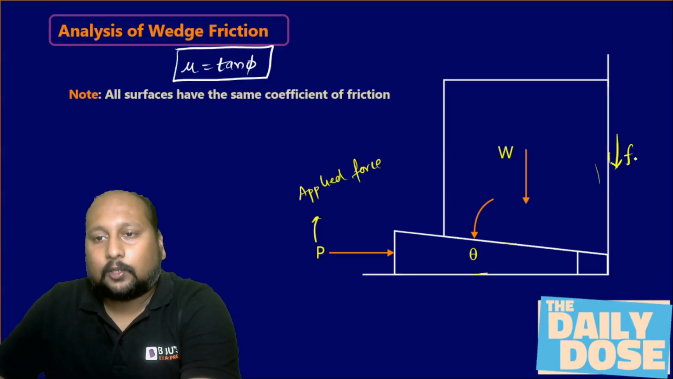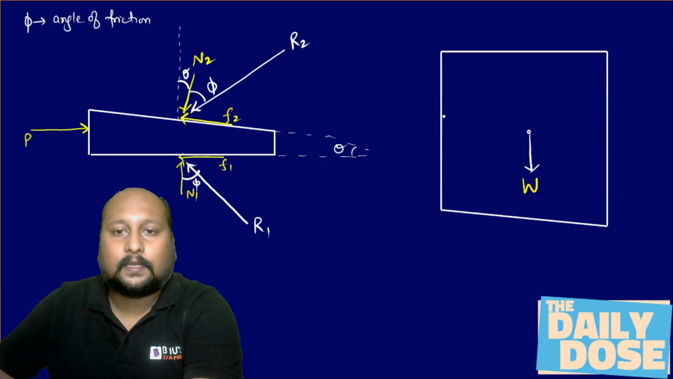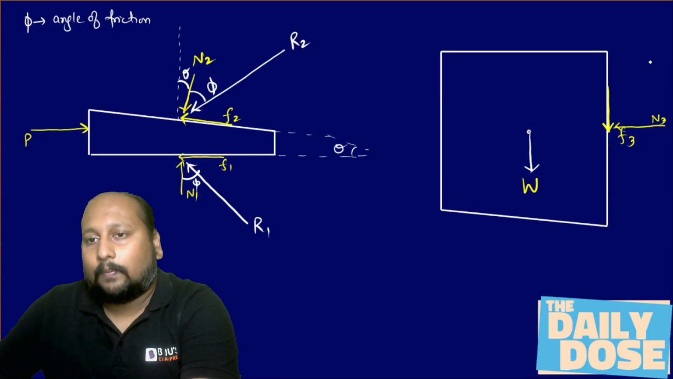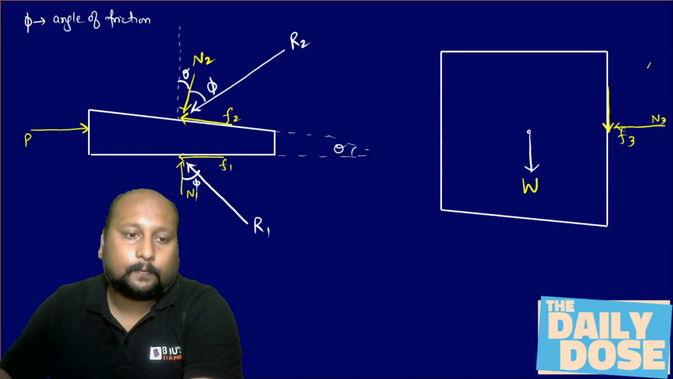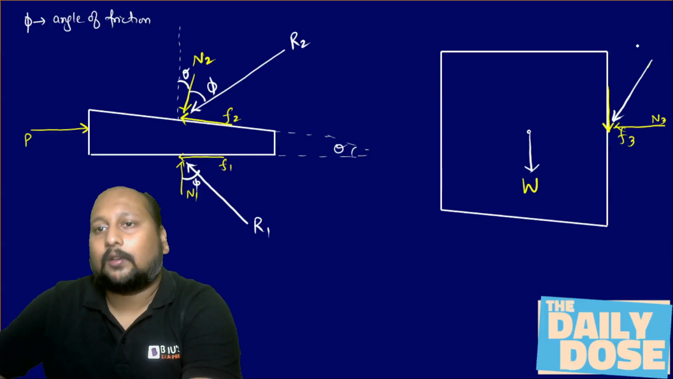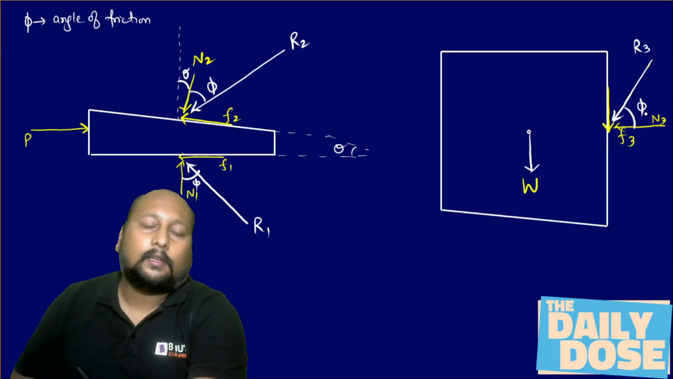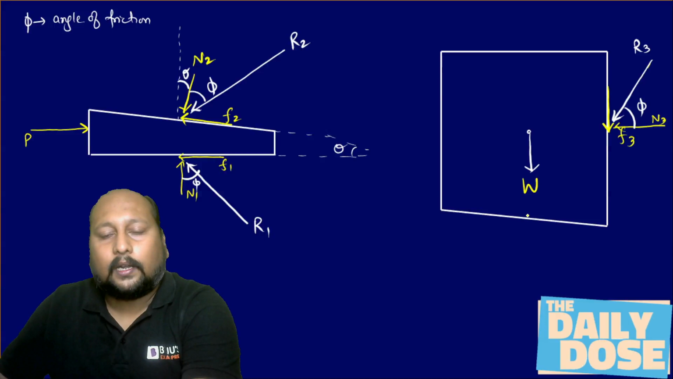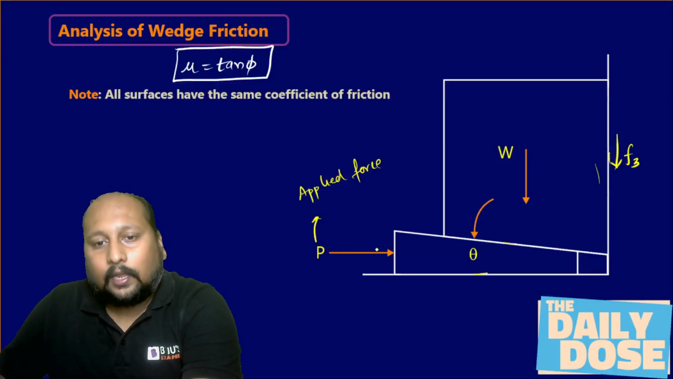Let us suppose this is F3. So we'll be having friction force acting downward. This is your friction force, that is F3, and we'll be having normal reaction. Let us say this is N3. So we'll be having the resultant of this normal reaction and the friction force, that is your R3, making an angle of phi with the normal reaction, right?